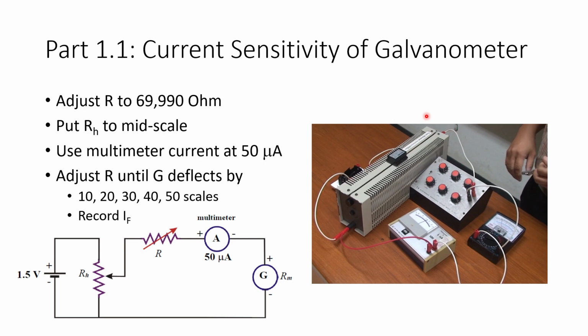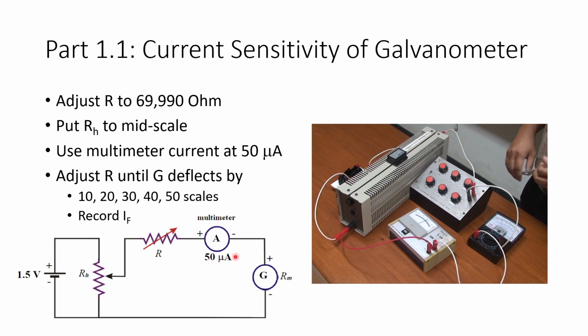First part, we're going to study the current sensitivity of the galvanometer. First of all, adjust your R to be large, 69,990 ohms, and then connect the whole circuit like this. Connect the battery to a rheostat, and the middle of the rheostat stays there. From the rheostat, connect to an adjustable resistor, and then connect that to an ammeter.